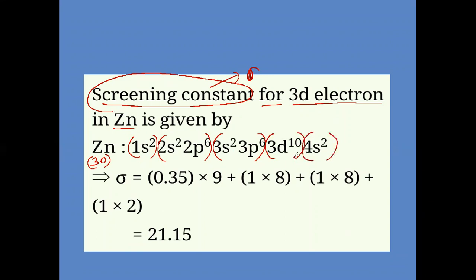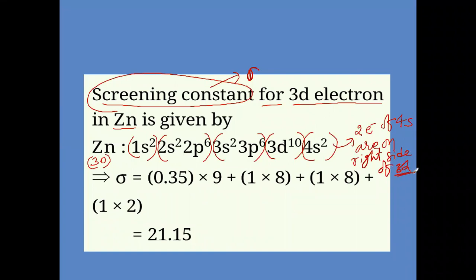Now tell me, in which orbital are we calculating the effective nuclear charge? On the 3D electron now. Try to understand that. Now these two electrons of 4s are on which side? Right side of 3D or left side of 3D? Right side. On the right side of what?